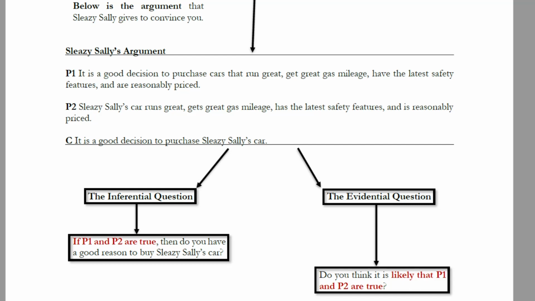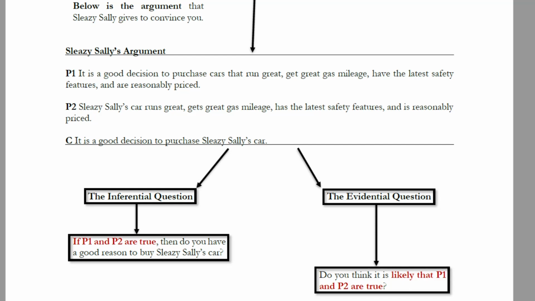If it is a good decision to buy cars that have all the characteristics that Sleazy Sally's car is claimed to have in the second premise, then it would be a good decision to buy Sleazy Sally's car. Taken together, both of the premises imply that we have good reason to think the conclusion is true.